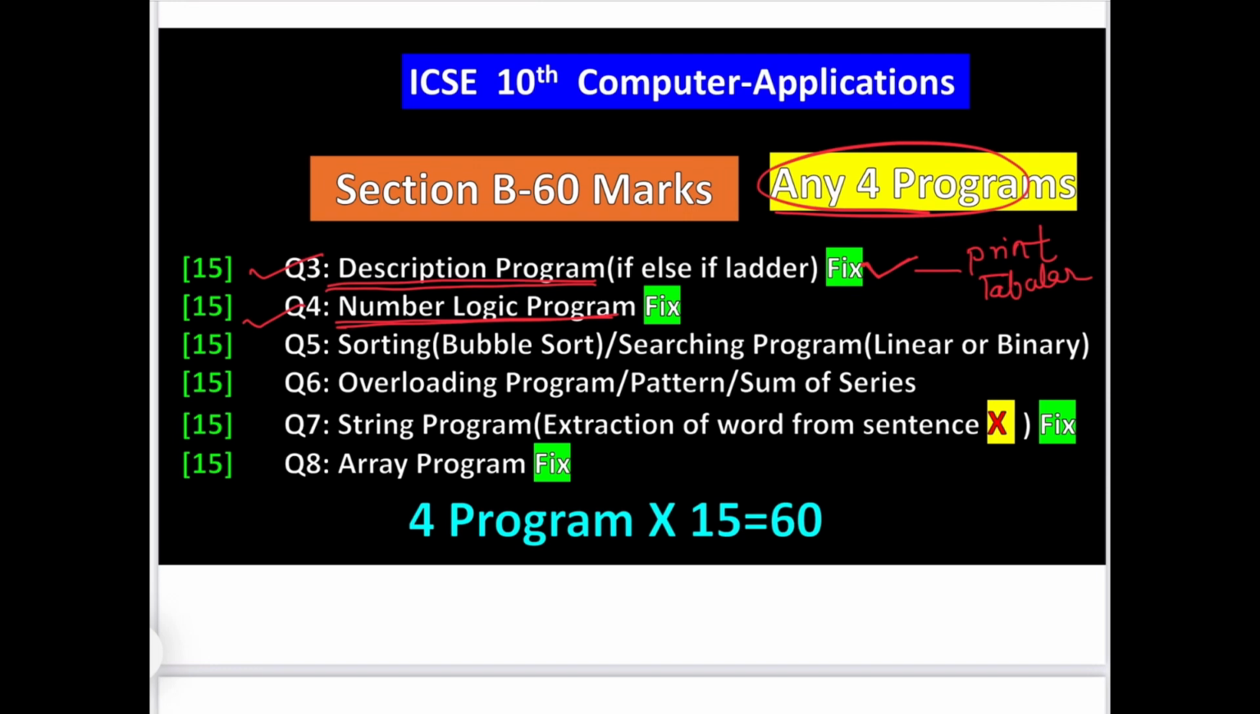Next, question number 5 will be based on either sorting or searching. Now in sorting, this year in 2023 only one sorting is included, bubble sort. So there is a 100% chance that one question will be there on bubble sort, because only one sorting technique is included. Next is searching. Searching can be linear or binary. So go through linear search and binary search programs thoroughly.